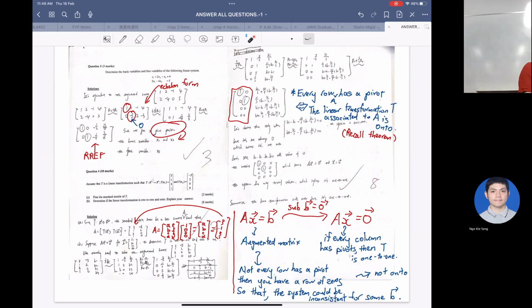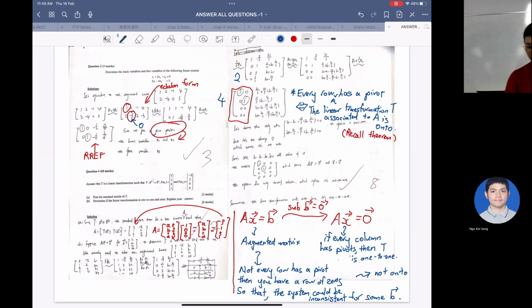Okay, the other part is using the concept. So how to use concept? You want to show that it is not onto, right? Not every row has a pivot. You see, you have a 4x2 matrix here. If you have a 4x2 matrix, at most how many pivots can you get? At most 2. You cannot fill every row with a pivot.